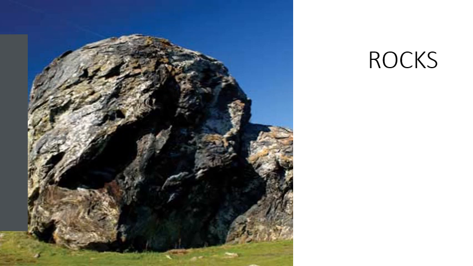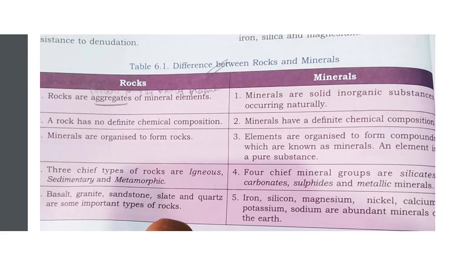So, the earth's crust is made up of various types of rocks that differ from one another in terms of texture, structure, color, permeability, occurrence, degree of resistance to denudation. So, children, we must distinguish between rocks and minerals.